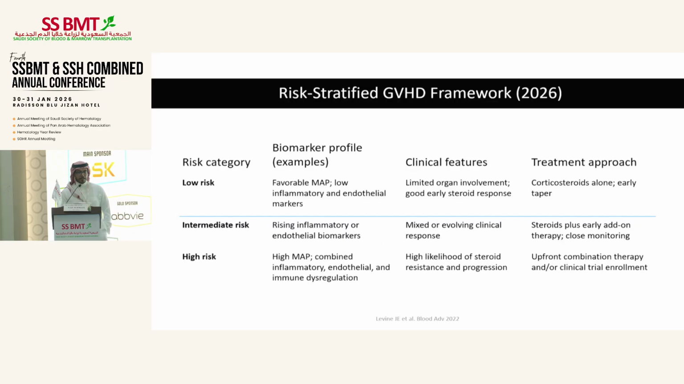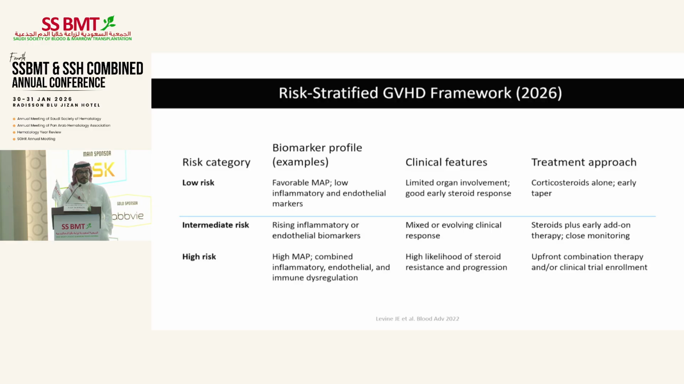So what would be the framework in 2026 or maybe in the next few years? Probably when you have someone with acute GVHD, the algorithm might shift them into low risk, intermediate risk, and high risk. So who are those low risk? Low risk is if you have a favorable, low MAP and limited organ involvement. In that patient population, you can just use steroids and taper steroids early without worrying much about second-line agents.